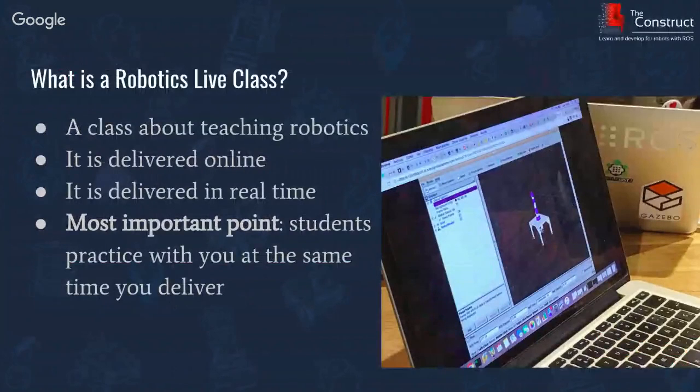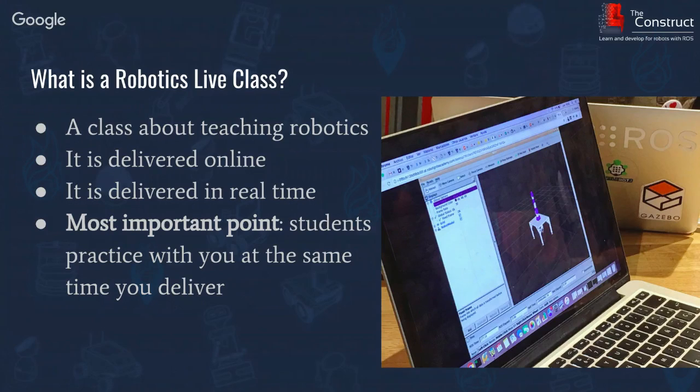But before we start, what do we mean by a robotics live class? Well, we are talking about a class about teaching robotics by using ROS, of course, and that is delivered online. So it's not something that you deliver in your classroom, it's something that you deliver for the people on the internet. Then it's also delivered in real time. So at the time that you are delivering the class, the people are connected to you so they can see that in real time.